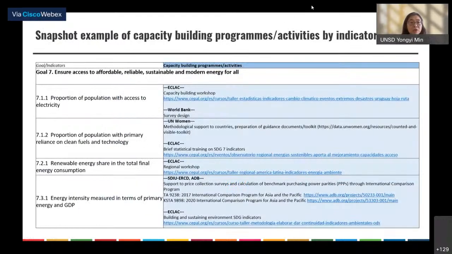And there is also a training provider per indicator. So we also listed some examples of the capacity building programs by indicator. Next slide, please.